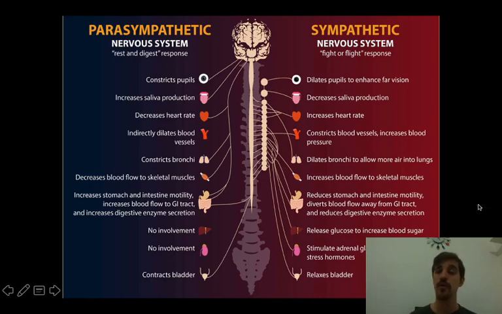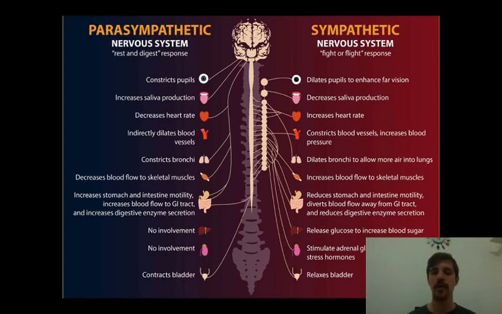You will reduce your stomach and intestine motility. So this will divert a lot of blood away from your GI tract and reduce digestive enzyme secretion. You will then release a lot of glucose to increase your blood sugar, getting more energy into your system, particularly your ATP and that kind of stuff. What else will it do?